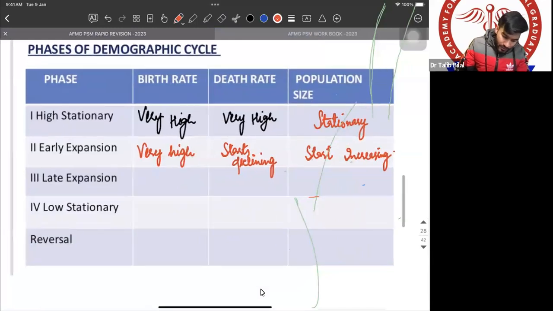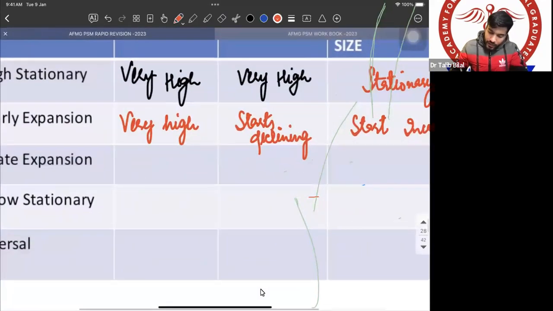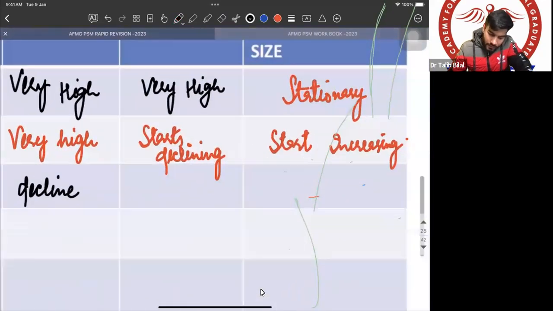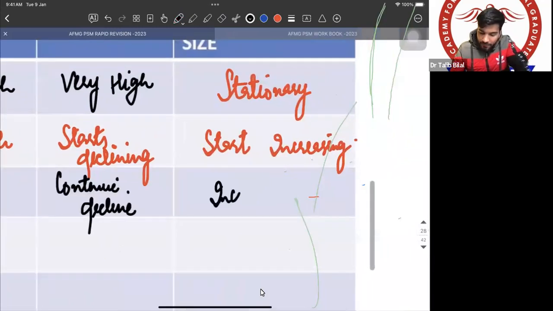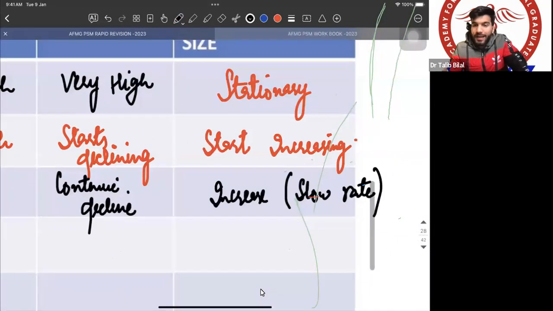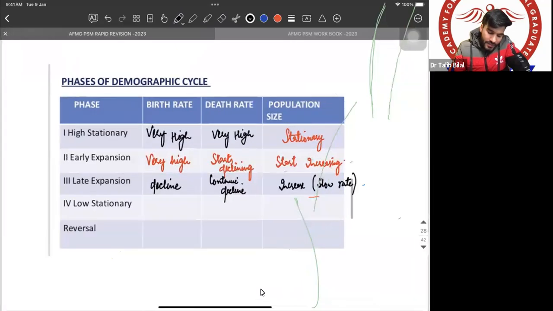Now in the late expansion, what will happen to the birth rate? It will decline. Birth rate will decline and death rate will continue to decline. The population will be increasing, but at a very slow rate. India is in late expansion. That means birth rate has declined, but death rate is continuously declining, so we have an increase in the population at a slower rate.